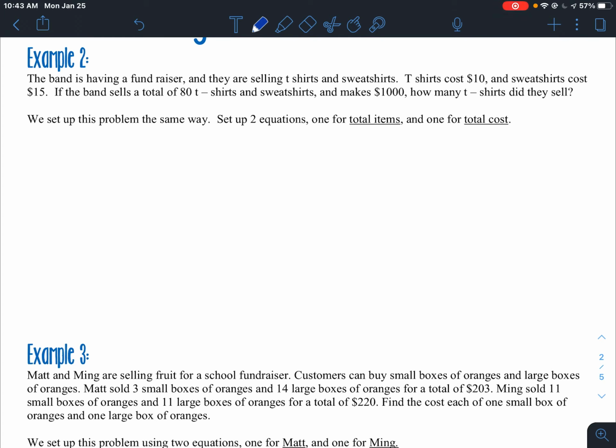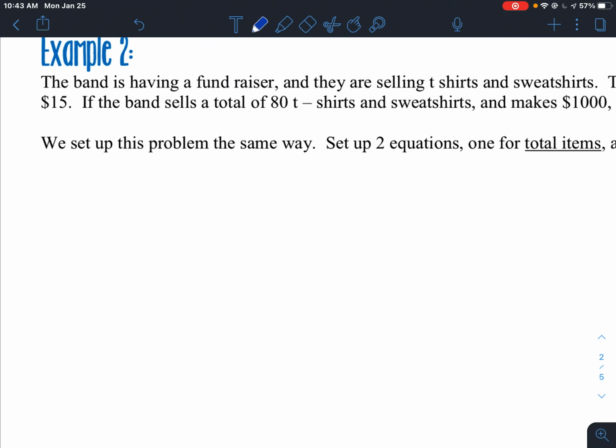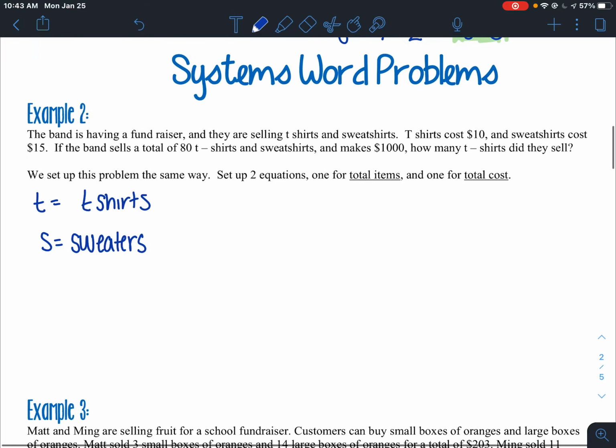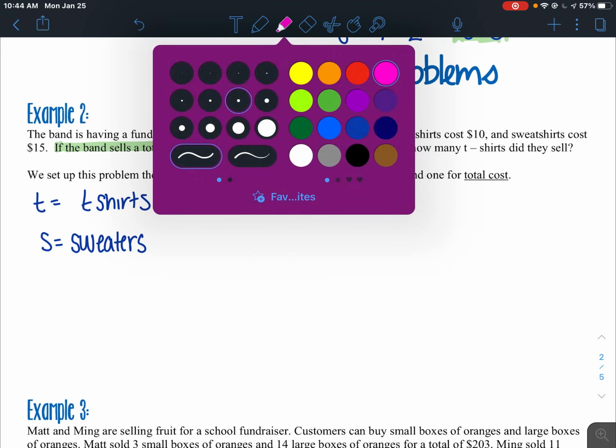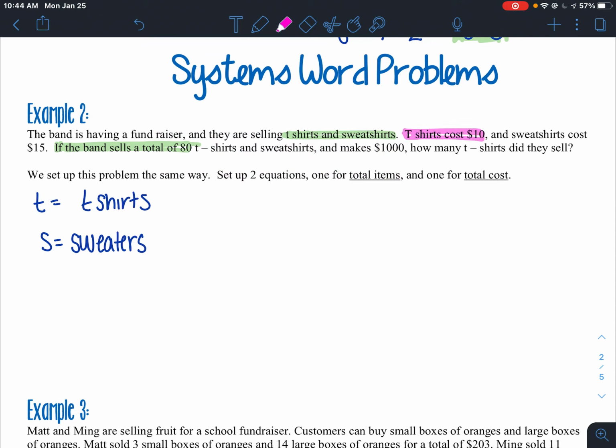Set up 2 equations, one for the total items sold and one for the total cost. So let's first define our variables. Let's say we have T for t-shirts and S for sweaters. Okay, let's find all of the items that we sold. So items being t-shirts and sweatshirts, and they sold a total of 80 t-shirts and sweatshirts. And then let's highlight for money. T-shirts cost $10. Money's quite easy to find because you just look for those dollar signs. And sweatshirts cost $15. And in the end, they made $1,000.